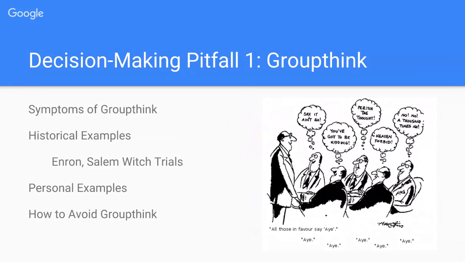We'll be reviewing some symptoms of groupthink, historical and personal examples of groupthink, as well as how to avoid it. Some symptoms of groupthink are overestimation of the group. This occurs when group members regard themselves as invulnerable and morally correct, which allows them to believe they are exempt from standards. Closed-mindedness, when members of the group engage in collective rationalization, often accompanied with stereotyping out-group members.